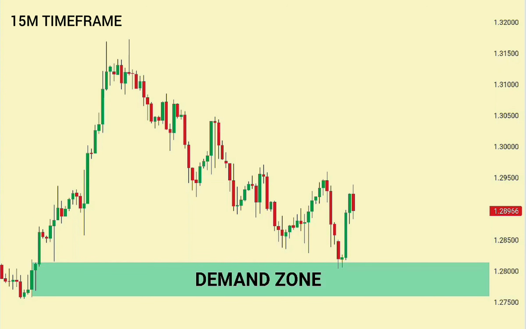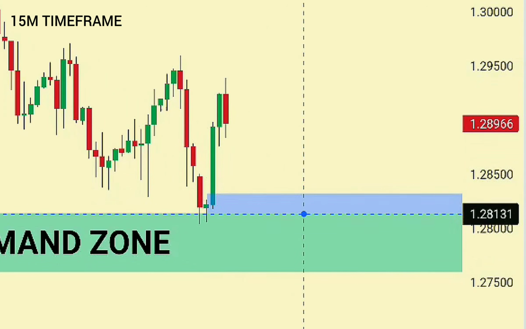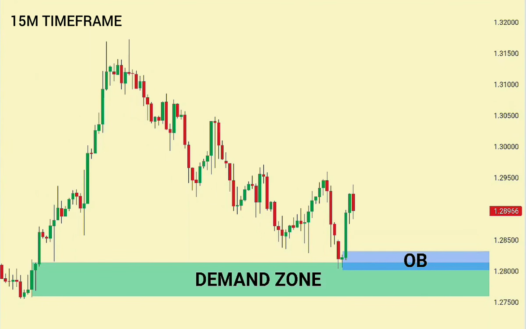Now let's move to one of the most misunderstood concepts in smart money trading, the order block. Many traders believe that every last bearish candle before a bullish move is an order block. But that's only a small part of the story. If you mark every bearish candle as an order block, your chart will quickly fill with dozens of zones, and most of them will never work.